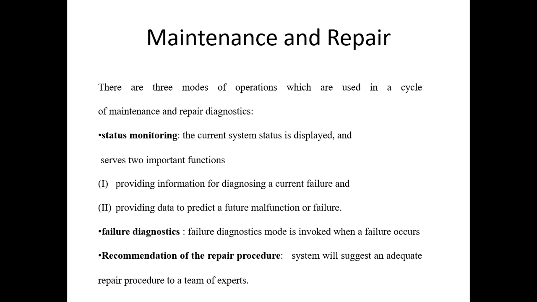Now the maintenance and repair. There are three modes of operation used in the cycle of maintenance and repair diagnostics. First one is status monitoring, in which the current system status is displayed, serving two important functions: providing information for diagnosing a current failure and providing data to predict a future malfunction or failure. Then failure diagnostics, where the diagnostics mode is invoked when a failure occurs. And recommendation of the repair procedure, where the system will suggest an adequate repair procedure to a team of experts.